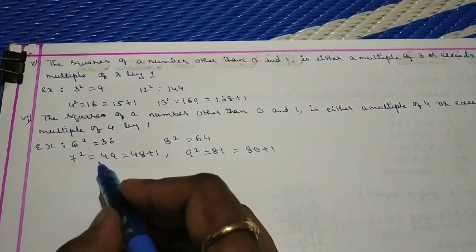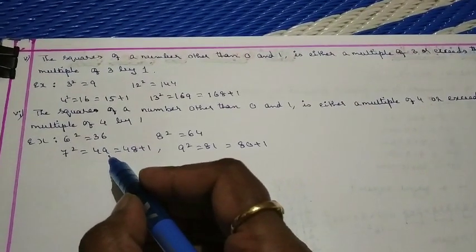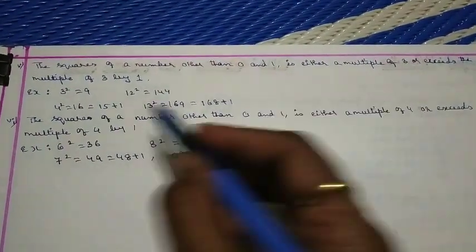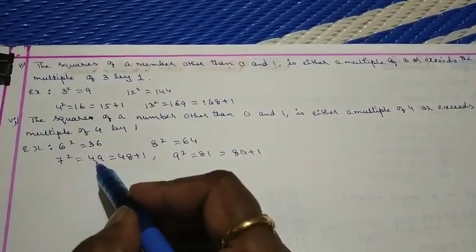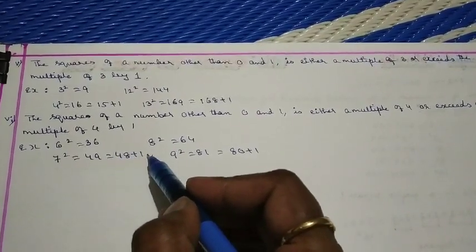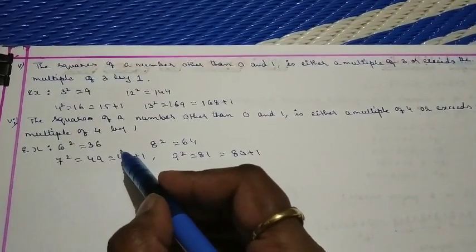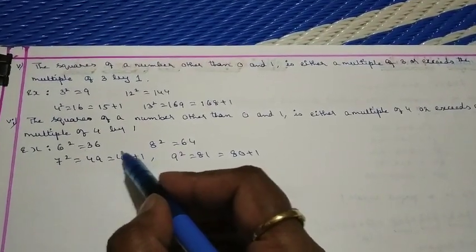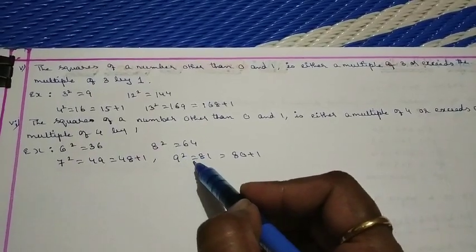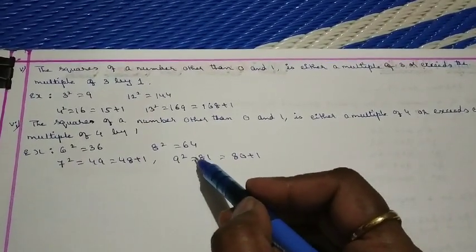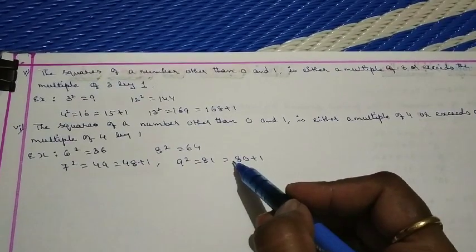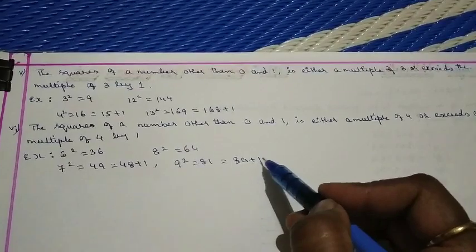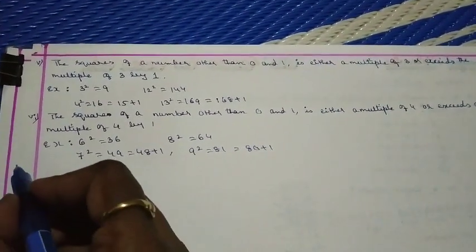Then 7 square equal to 49. 49 is not exactly a multiple of 4, but here it is said that it exceeds a multiple of 4 by 1. So 49 can be written as 48 plus 1, where 48 is exactly a multiple of 4. That is, 12 4s are 48, plus 1 is nothing but 49. 9 square equal to 81. 81 is not exactly a multiple of 4, but 81 can be written as 80 plus 1, where 80 is exactly a multiple of 4, plus 1. Next we'll go for the next fact.